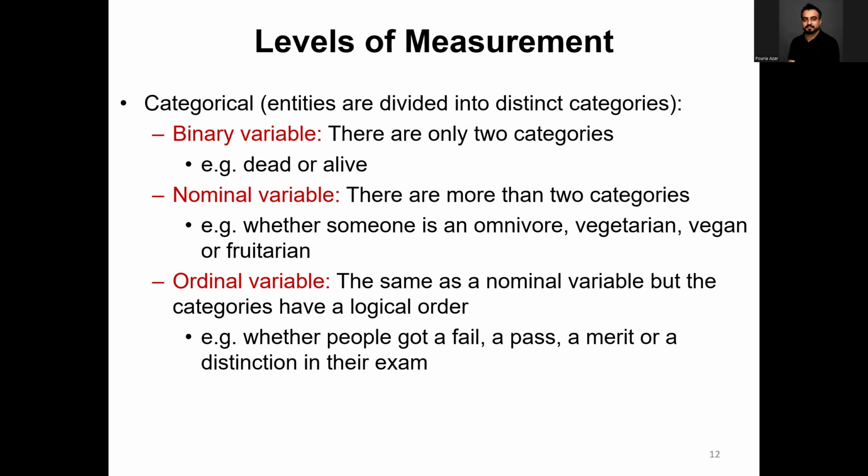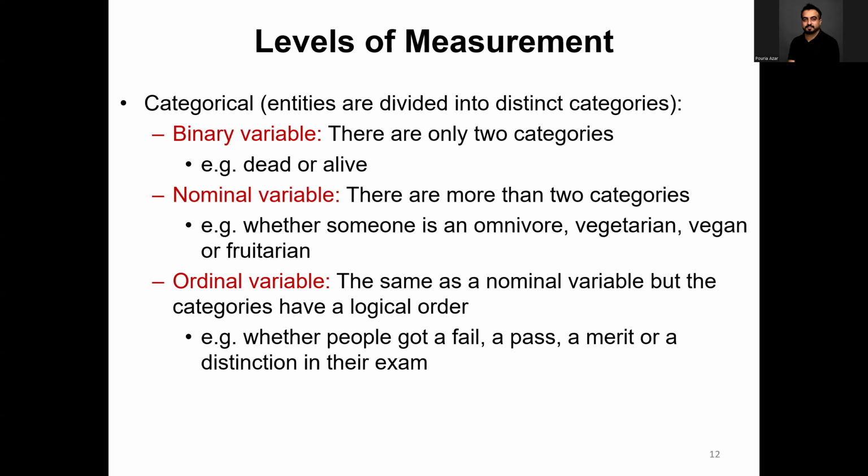Nominal variables are similar to binary variables, but the only difference is there are more than two categories. For example, whether someone is an omnivore, vegetarian, vegan, or fruitarian. This is a nominal variable. It is a categorical variable. And remember, binary variable, nominal variable, and ordinal variable all fall under categorical variable. Categorical variables are where entities are divided into distinct categories.